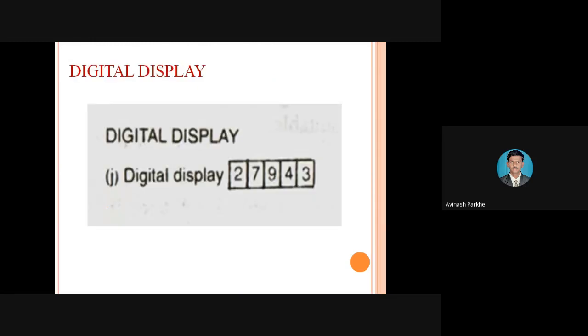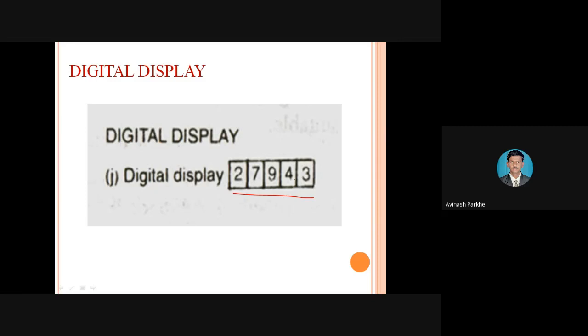And this is the last point, which is called a digital display. Directly you will get the output in the form of a digital number, 27943. Directly the value you will get. Whatever is happening at the internal part happens in that particular equipment only, but whatever output you get will be in a digital manner.